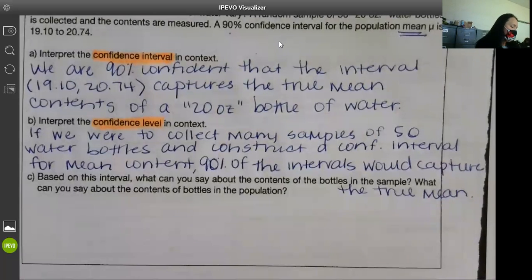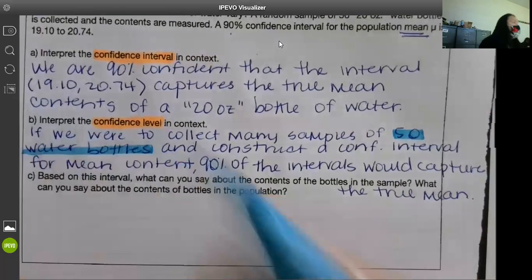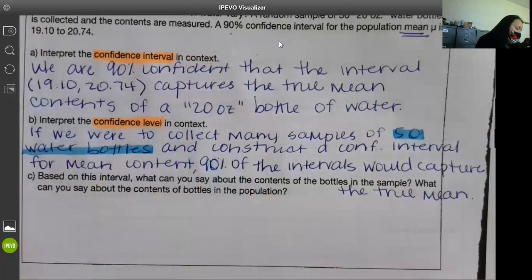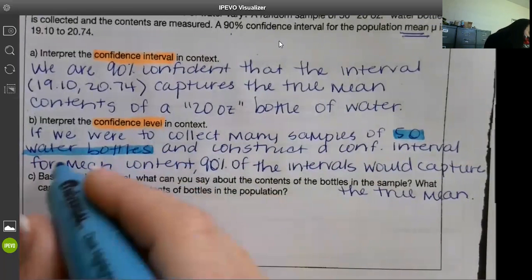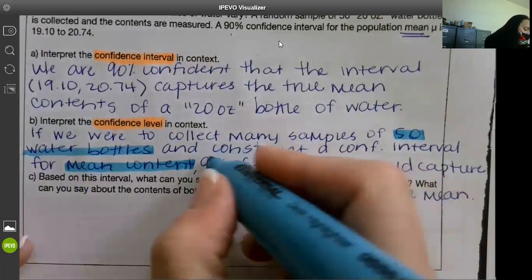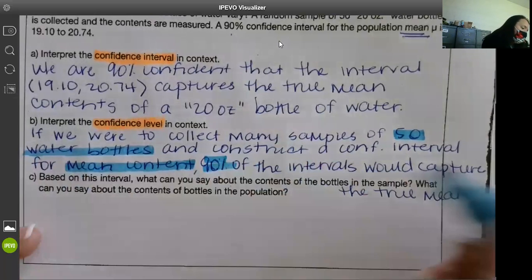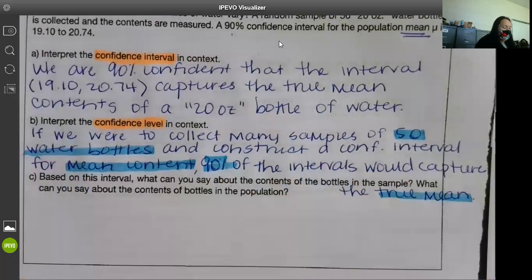So the things that change in this one are your sample size and whatever you're sampling. It might be a proportion, so be ready for that. This was mean content. It could be the proportion of all young women ages, whatever it is in context of the problem. Your 90% will also change depending on your confidence level. It could be 95, 99, whatever. And then this part right here, whatever you're looking for, that could be proportion instead of mean.